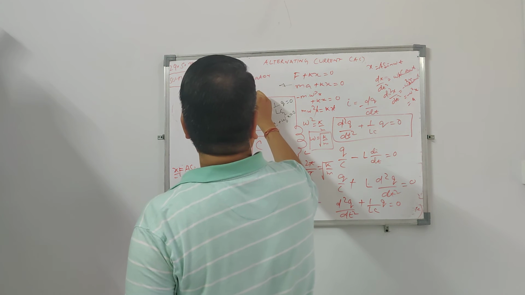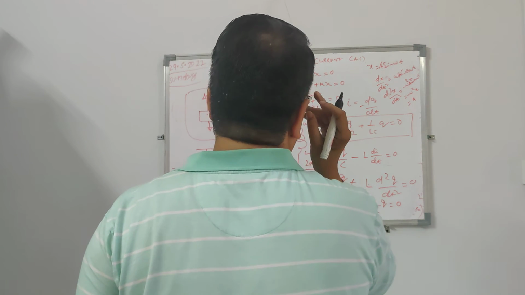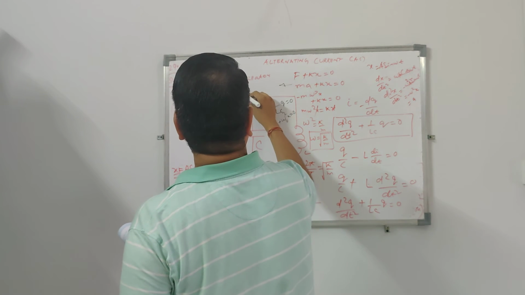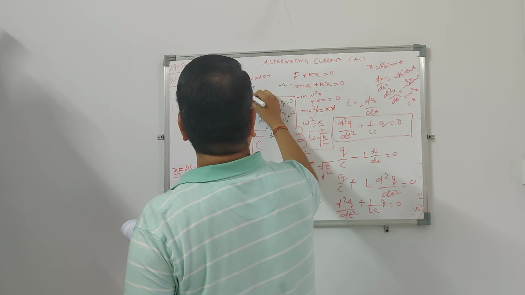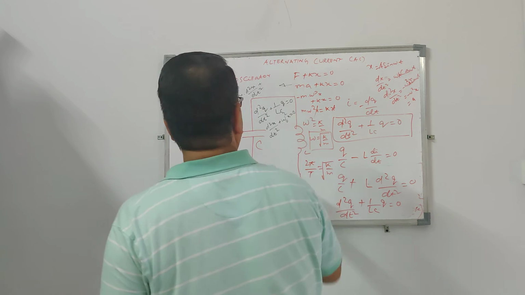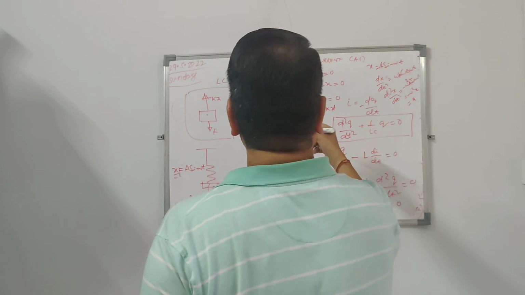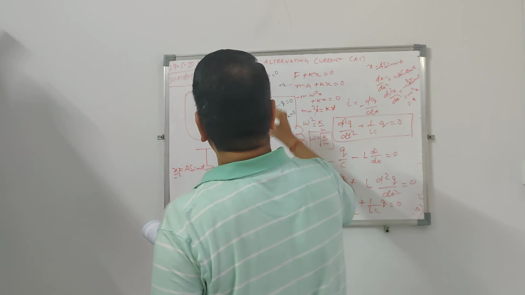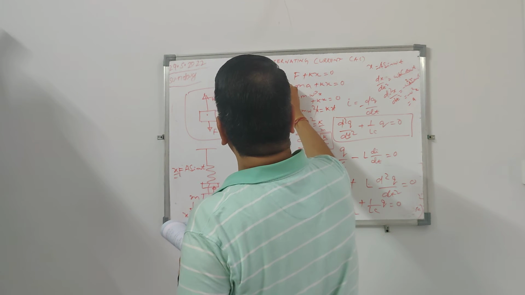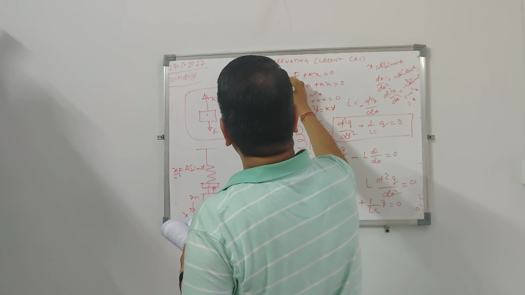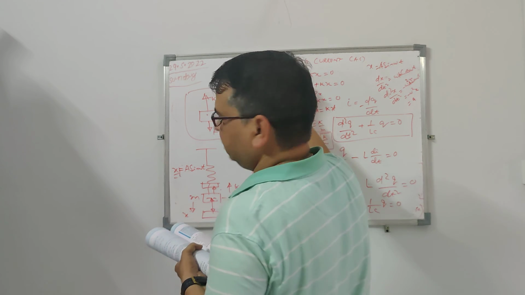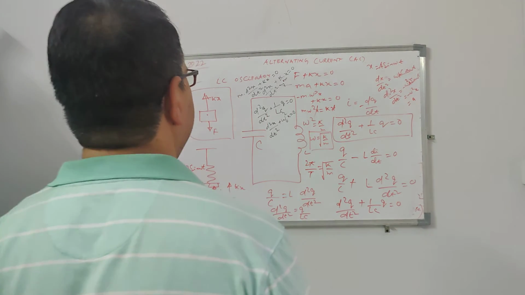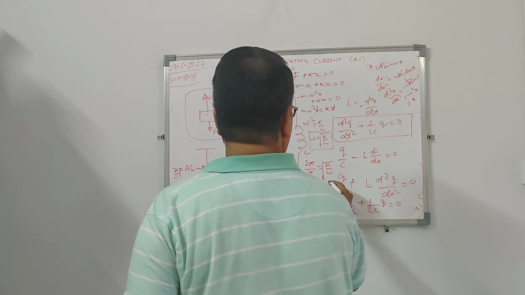So finally my equation is m into a, which is nothing but d square x by dt square, plus k into x is equal to 0, right? So you divide by m: d square x by dt square plus k by m into x is equal to 0. So this k by m, you have got it like this.